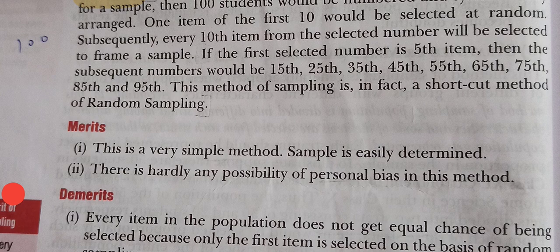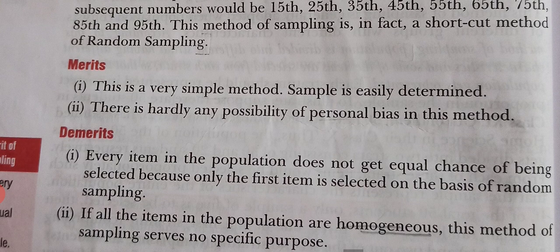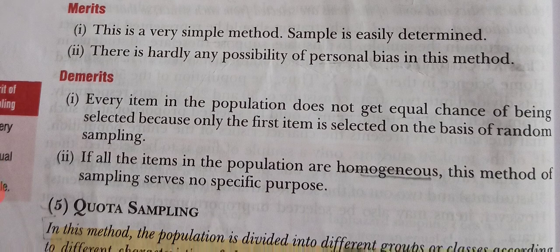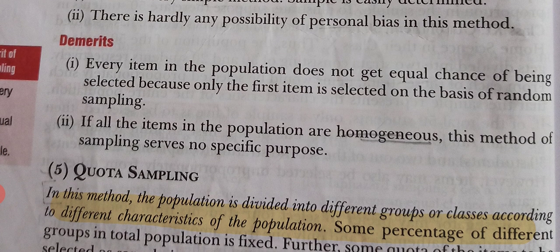What are the merits? This method is very simple and can be easily followed. Next, there is not any chance of partiality. Why is there not any chance of partiality? Because we are following the way alphabetically, numerically, geographically. So we are following the way, and there is not any chance of partiality.